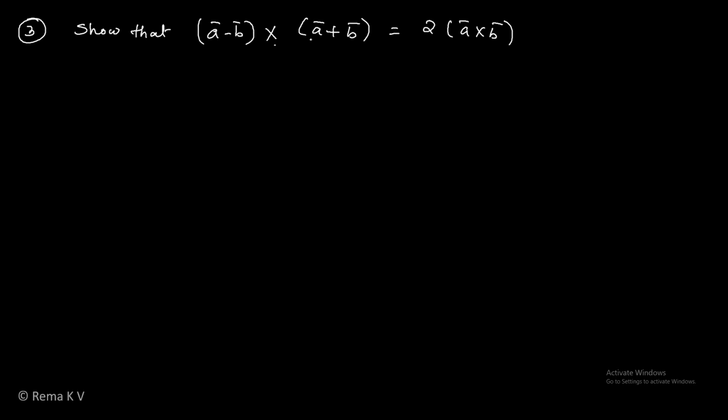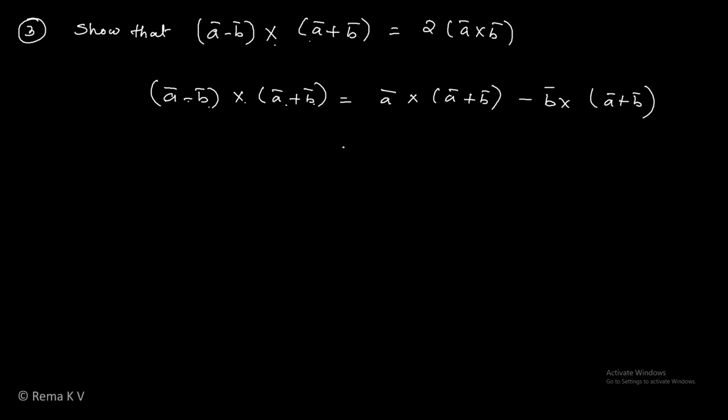(A minus B) cross (A plus B) equals A cross (A plus B) minus B cross (A plus B). This equals, by the distributive property, A cross A plus A cross B minus B cross A minus B cross B.